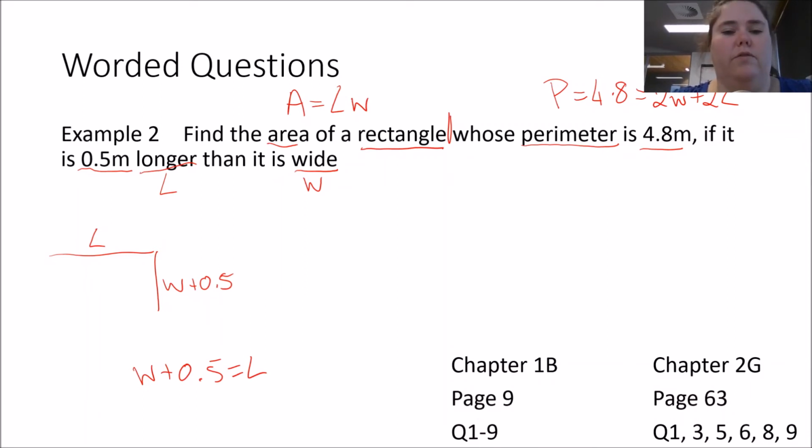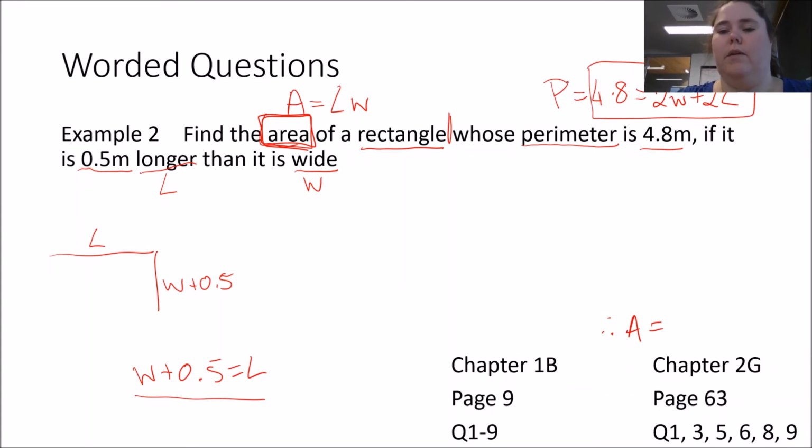So that's a lot of information going on there, but we have to do a few steps here. Our final thing we want to find is the area, so keep that in mind. We want, therefore, area equals something. We know width and length, and we know perimeter. Let's use this equation because this has some numbers in it we can actually use. So 4.8 equals 2 times our width plus 2 times our length.